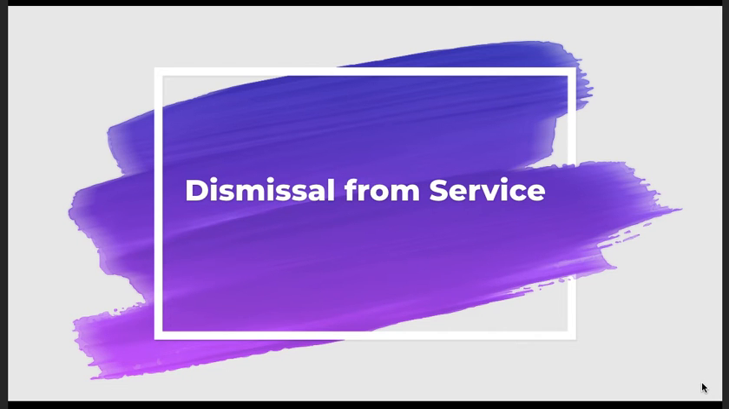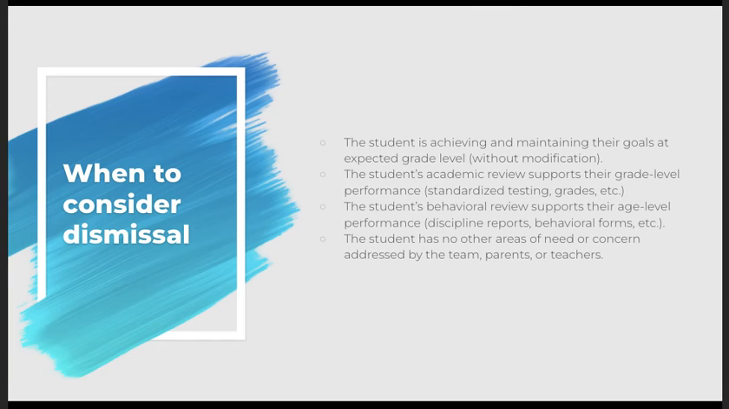All right, so dismissal from service. When a team is looking at potentially dismissing a student from special education services, this is what you would want to consider. The student is achieving and maintaining their goals at expected grade level without any modifications or big accommodations. The student's academic review supports their grade level performance. So standardized testing, grades, things like that support that there's no longer a need.